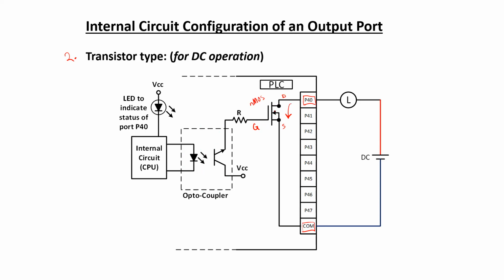So once the MOSFET is triggered, it can result in current flow through the load, and the load can operate. But in this case, the operation is supported for only DC loads, because the transistor can provide direct current into only one direction. So this type of configuration of output ports will enable the user to only use DC loads with these respective ports.